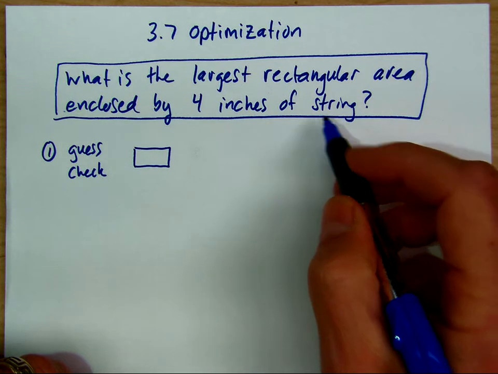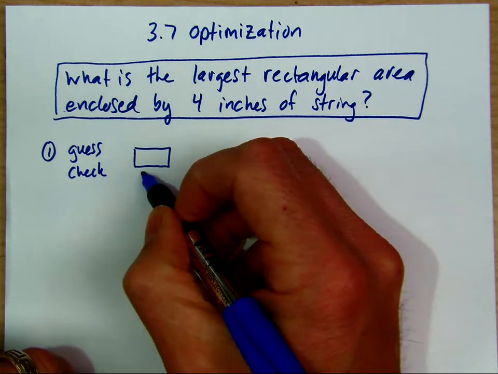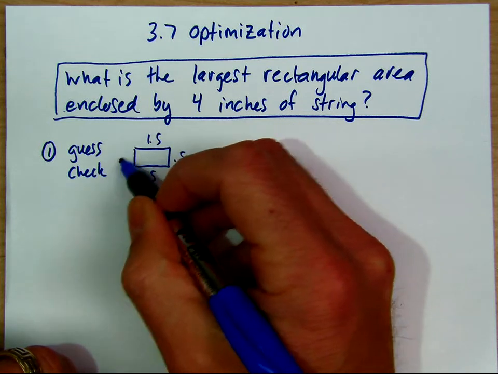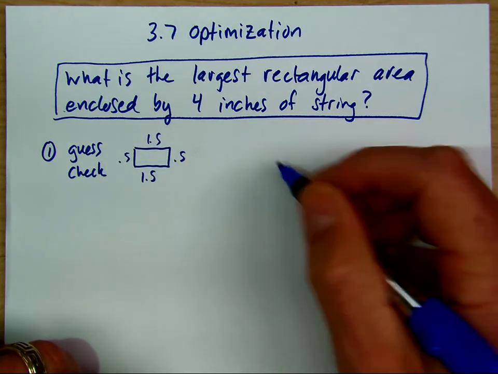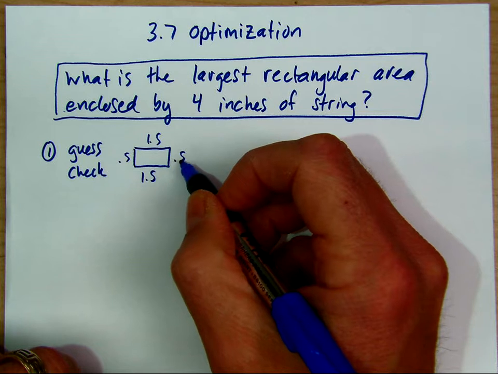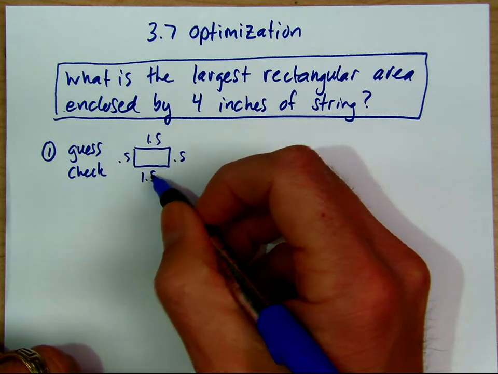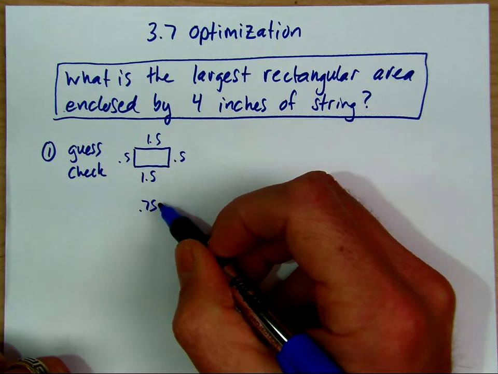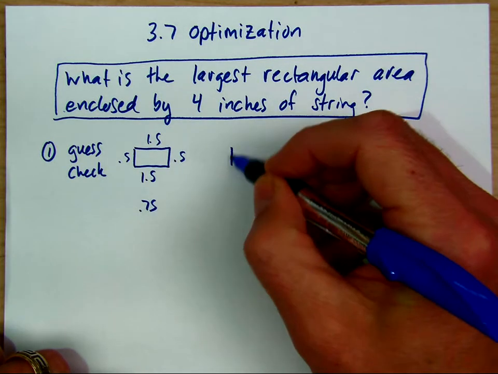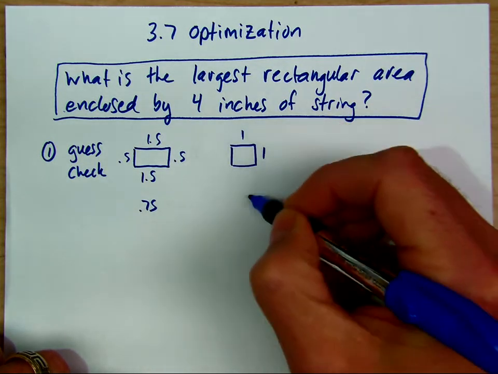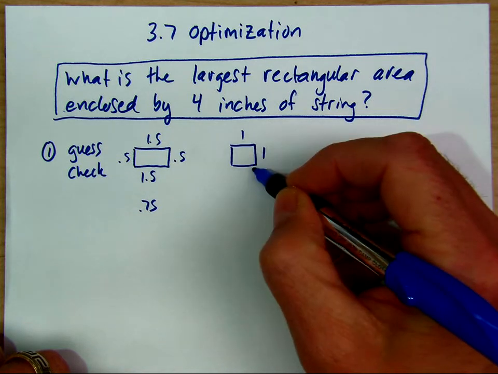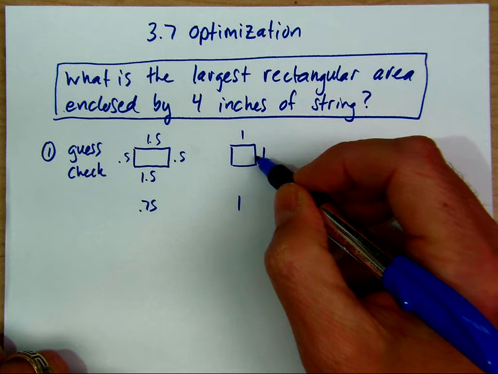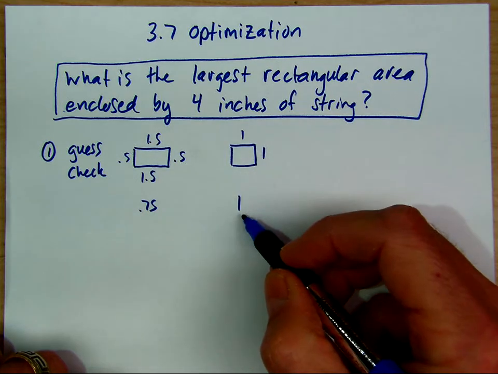So we have 4 inches of string, and that means we could have a 1.5 length here and a 0.5 there, because this adds up to 4. And then we can find that area. 0.5 times 1.5 is 0.75. So is that the largest area? Well, let's check another one. How about 1 by 1? The perimeter is 4, the length of the string is 4, and the area is 1. So that means this one's better than that one if we have a larger area.